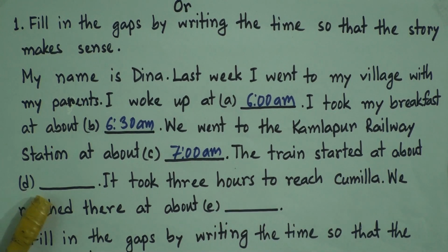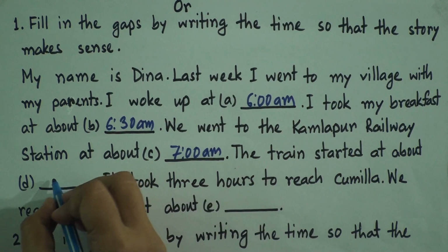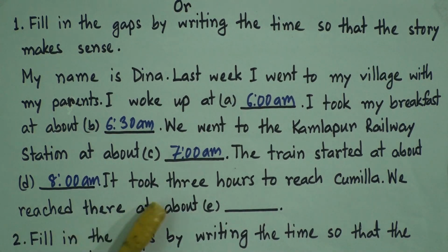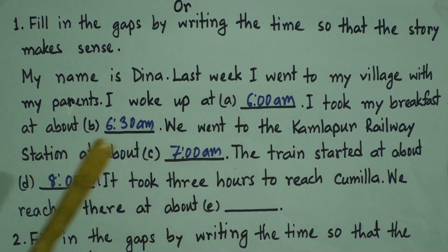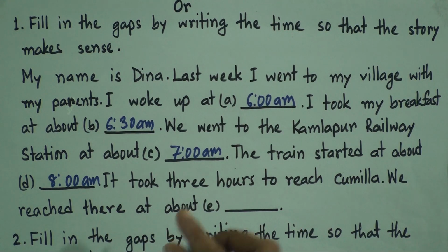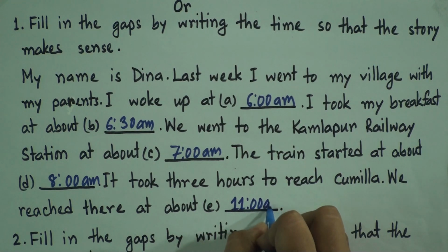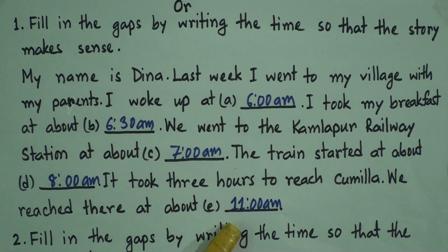The train started at about dash. So now we will wait for the train, and maybe our train can come at 8 a.m. and it took 3 hours to reach Kumila. Now look, it took 3 hours. Now we will add 3 hours with 8 a.m. so it will be 11. Now look, we reach there at about 11 a.m. So you cannot write here 10 or 9 or 12 because it is mentioned here it took 3 hours to reach Kumila.